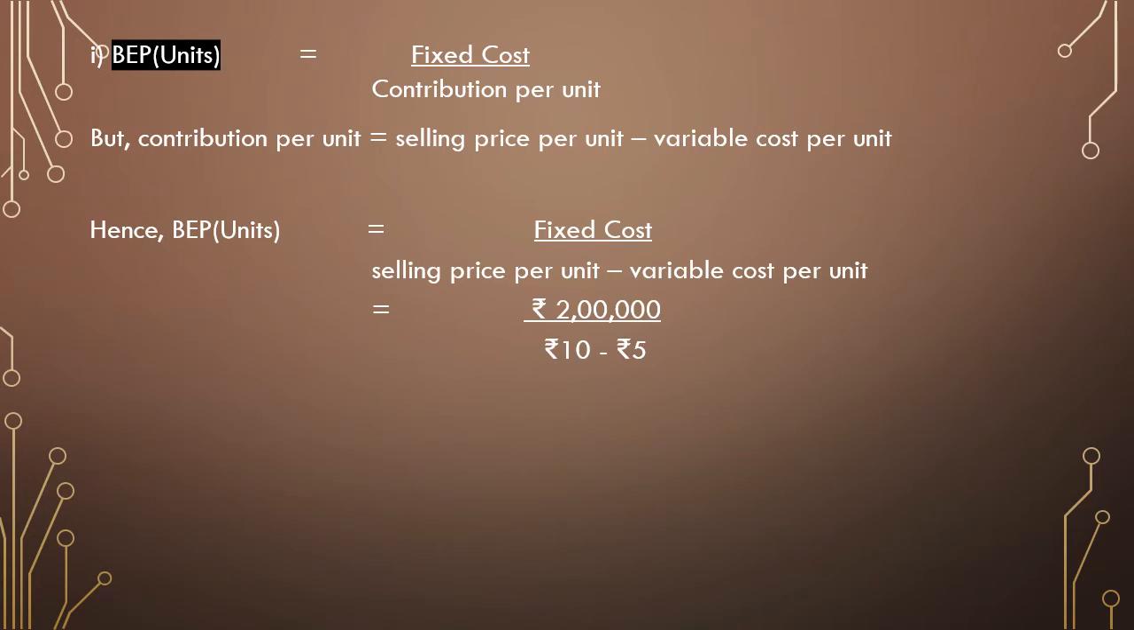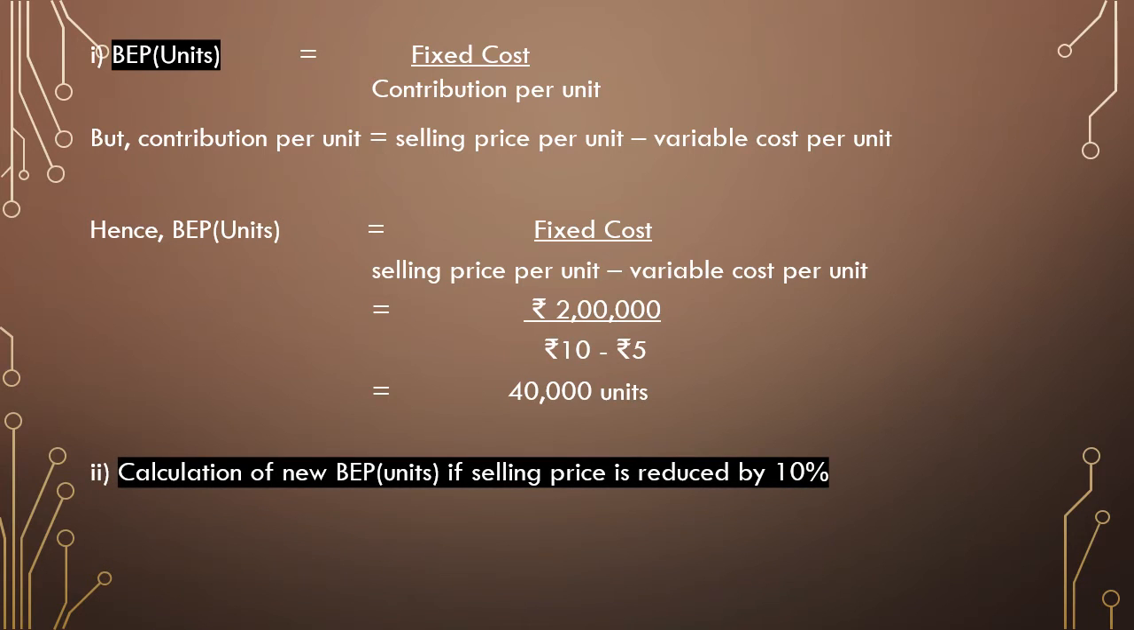Hence, we can put these figures into the BEP units formula, that is fixed cost upon, instead of using contribution, we can say that it is selling price per unit minus variable cost per unit. Hence, we have calculated the fixed cost, that is rupees 2 lakh upon the given selling price, that is rupees 10 minus just calculated variable cost, that is rupees 5 per unit. In this way, we will get our BEP units as 40,000.